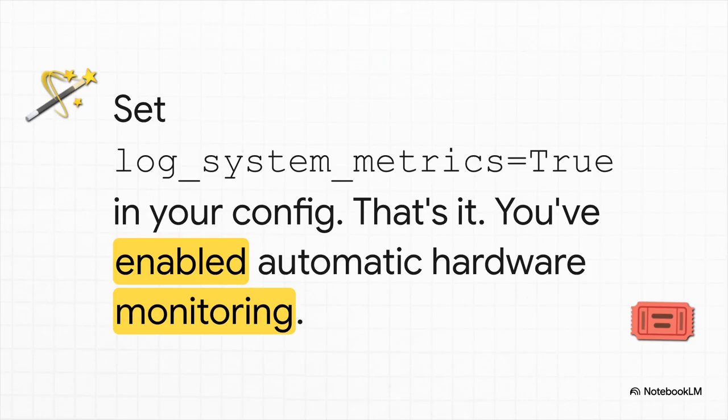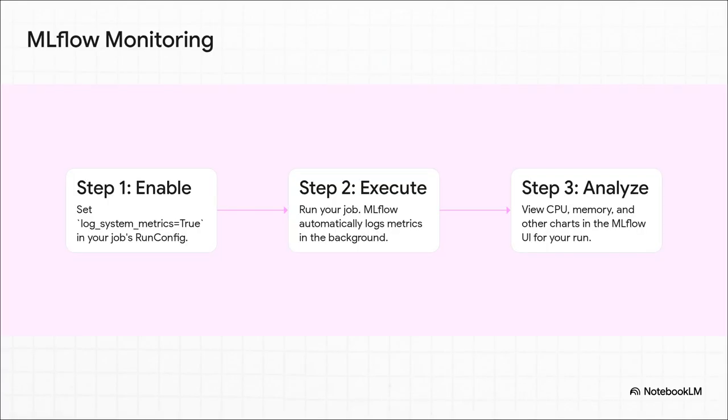It is that simple. The whole process is really just 3 simple steps. Step 1, you enable that setting in your job's run config. Step 2, you just run your job exactly like you always do. MLflow handles all the logging for you in the background. And step 3, you just pop over to the MLflow UI and boom, right there, linked to your specific run, you'll see beautiful charts showing your CPU usage, memory, and more over time.